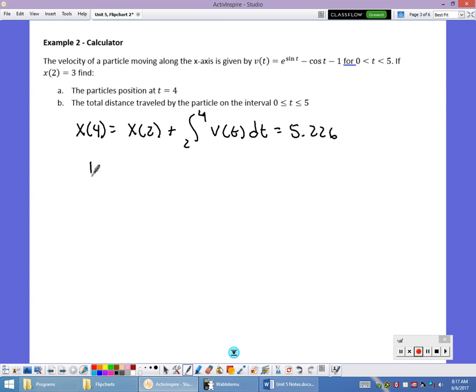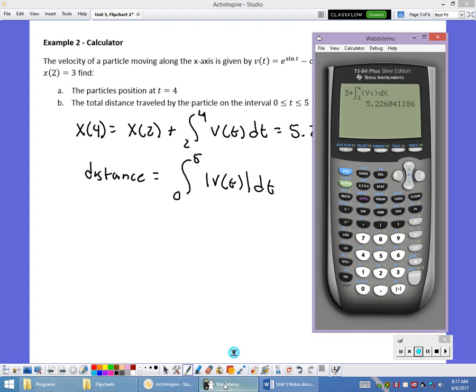And then for distance, it's going to be the integral between 0 and 5 of the absolute value of the velocity. And again, you can just put that in your calculator. So it's going to be, again, math 9. This time my limits are going to be 0 up to 5. And this time I have to take the absolute value of y1. So that absolute value you can find under math, arrow over. Absolute value is that first one. And then inside of there, do the bars, bring back y1, and then tell it dx.